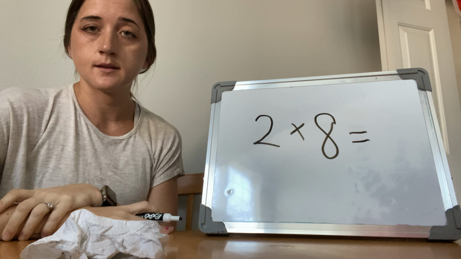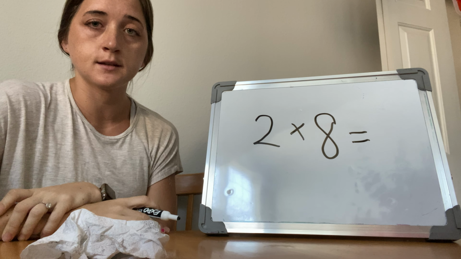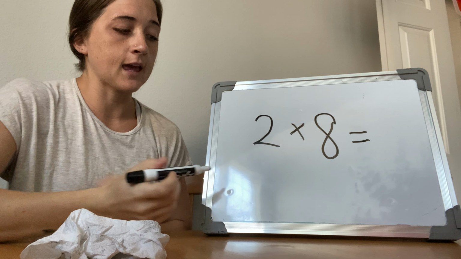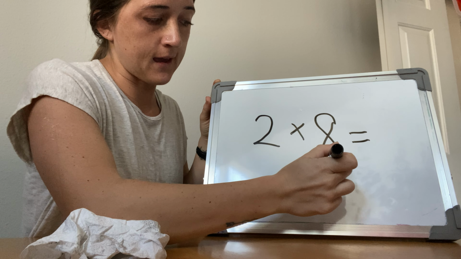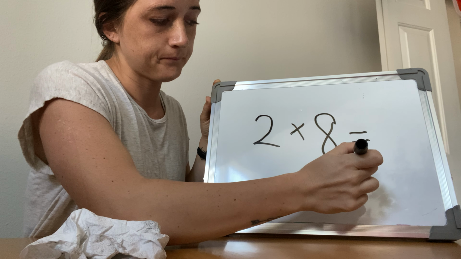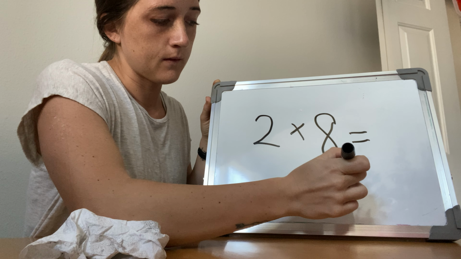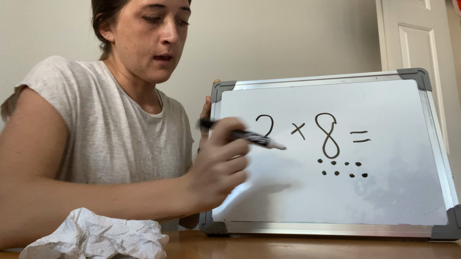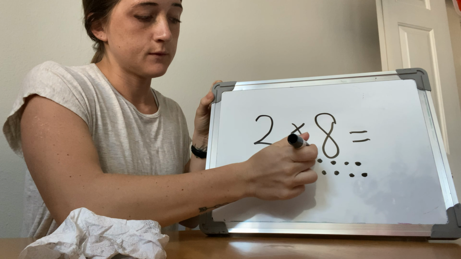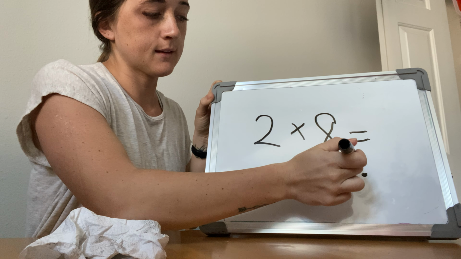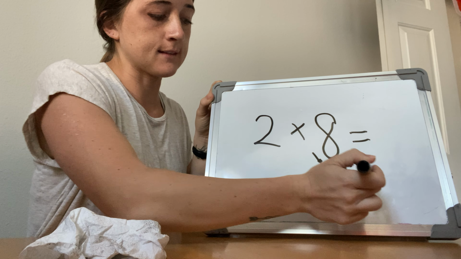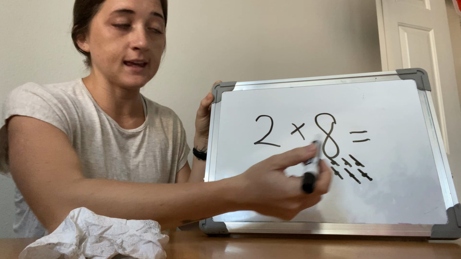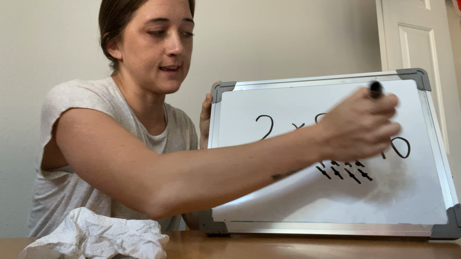Two times 8. What does this problem tell us to do? It tells us to count by 2 8 times. So I make my 8 dots. And I count by 2. 2, 4, 6, 8, 10, 12, 14, 16. 2 times 8 equals 16.